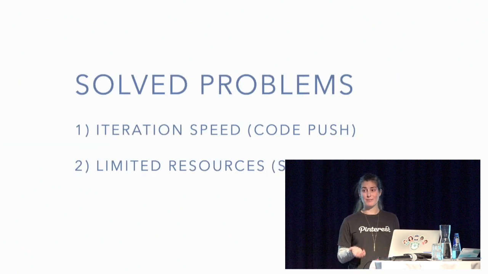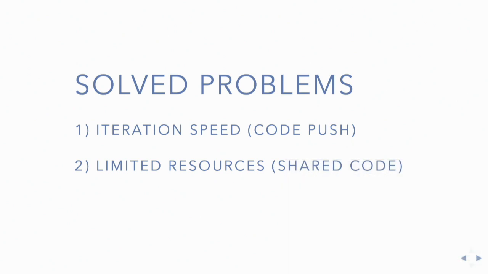Now, for our startup, this solved several issues. One, iteration speed. That thing that I started this talk with, all of a sudden with CodePush, we're not gated by other people. We can get our code into the user's hands when we want to. Second, every startup knows the struggle of limited resources. You are trying to do a lot with a little. And the promise of shared code, it's like that light at the end of the tunnel, that with one person I can write for web, native, and both iOS and Android.